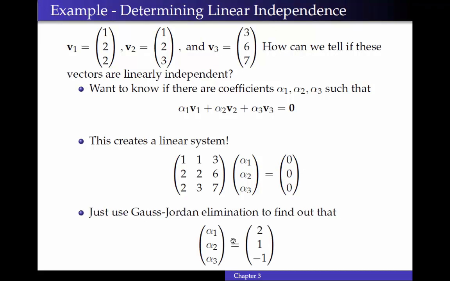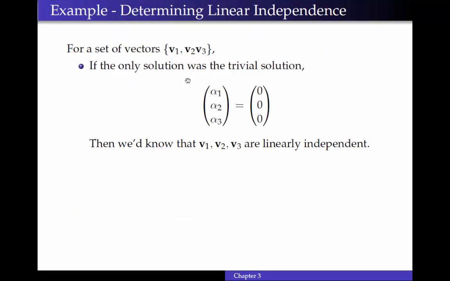And if I were to do that, I would find exactly the solution that I found on the previous slide. 2 times v1 plus v2 minus v3 would give me 0. So that's how I know that these are linearly dependent, not independent, but dependent. So if the only solution was the trivial solution, if I were to work through the same example and find that alpha 1, alpha 2, and alpha 3 must be 0, then I'd know that those vectors are linearly independent. Here, there should be a comma here. Apologize.